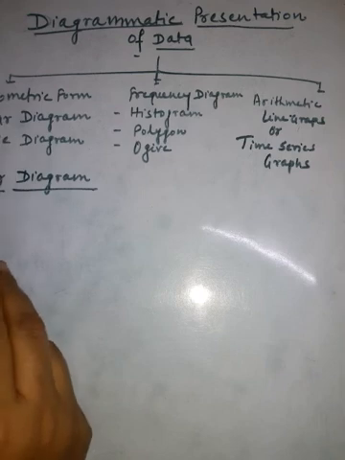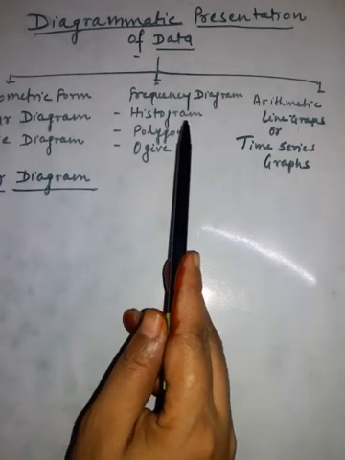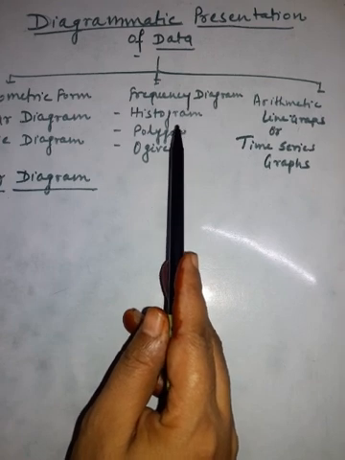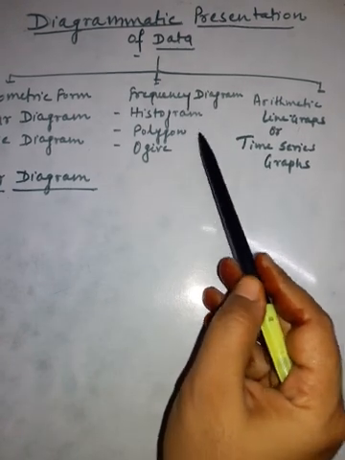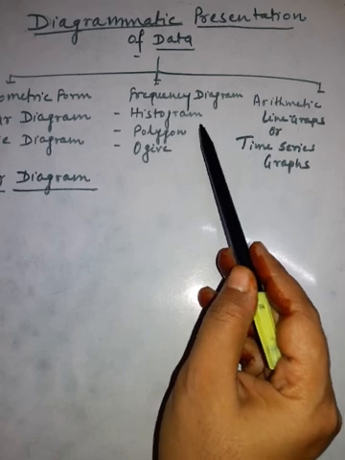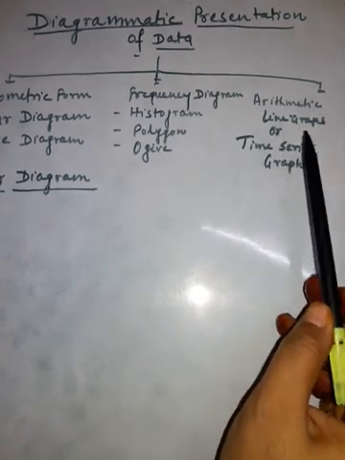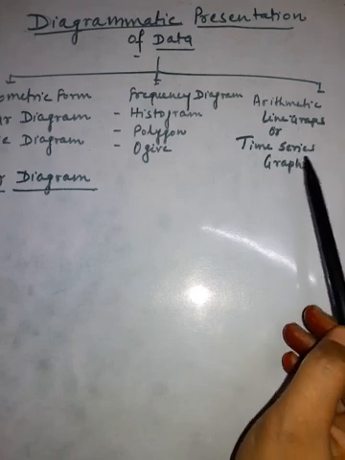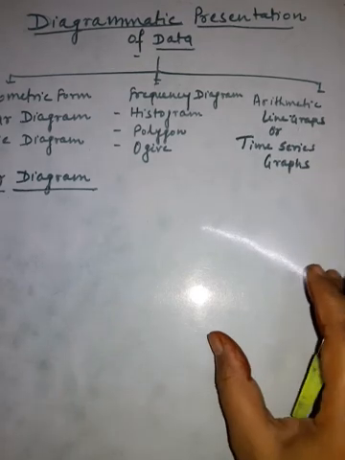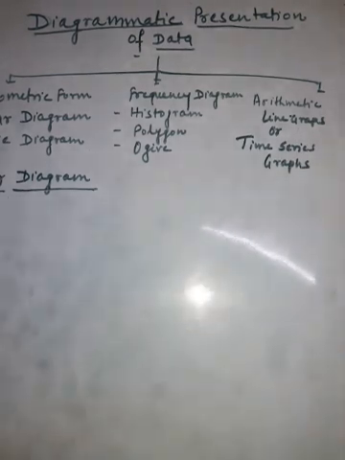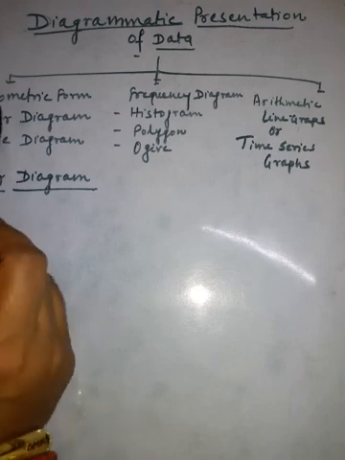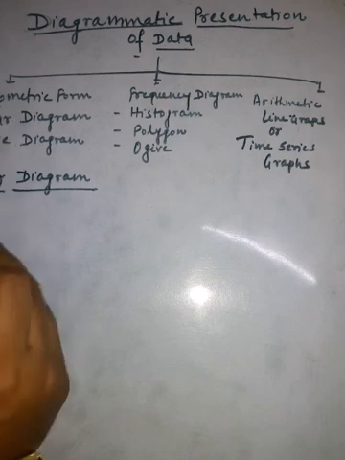Geometric form, there are two types, bar diagram and pie diagram. Frequency diagram, here we can diagrammatically present data in three forms like histogram, polygon, and ogive, and arithmetic line graphs or time series graph. Here data will be presented on a graph paper. Now first I will start with geometric form.